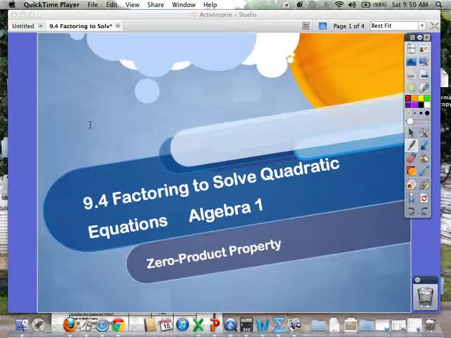9.4, factoring to solve quadratic equations. We're going to be using the zero product property today. And we're going to be using the factoring that we learned in the last chapter.